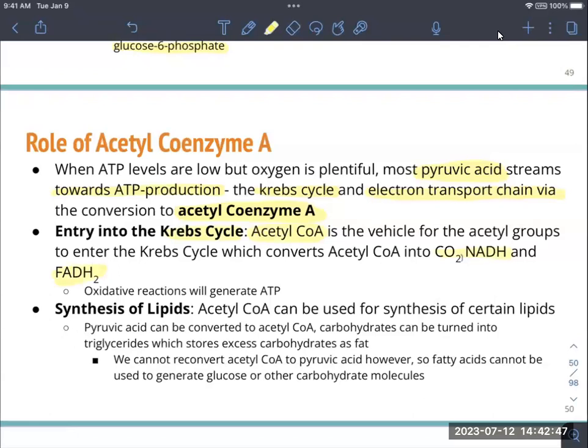We can actually make lipids. So acetyl CoA can be used to make some of our lipids. Pyruvic acid can get converted to acetyl CoA. Carbohydrates can be turned into triglycerides, and the body stores those excess carbohydrates as fat. We cannot reconvert acetyl CoA into pyruvic acid. It doesn't go backwards. It's a one-way process. So some fatty acids cannot be used to generate glucose or any other carbohydrate molecule.